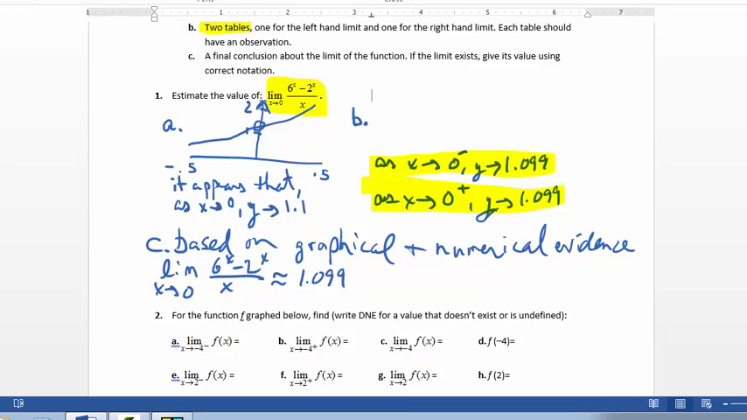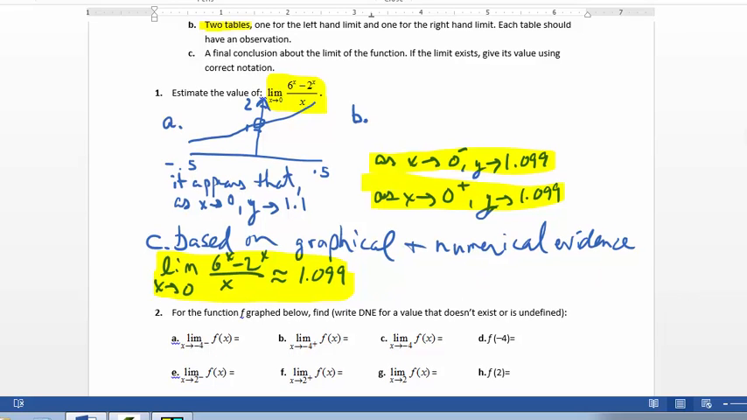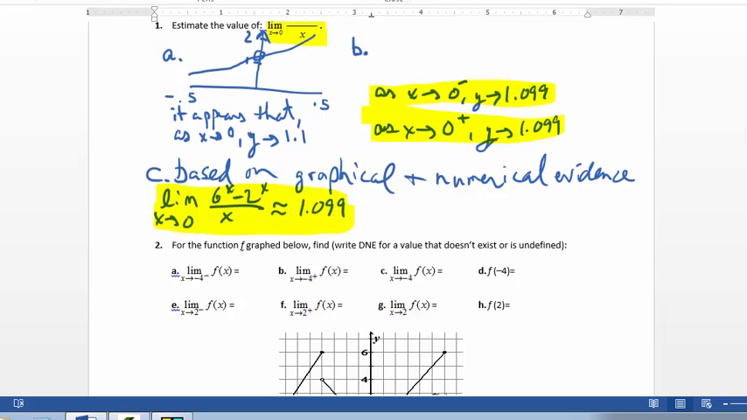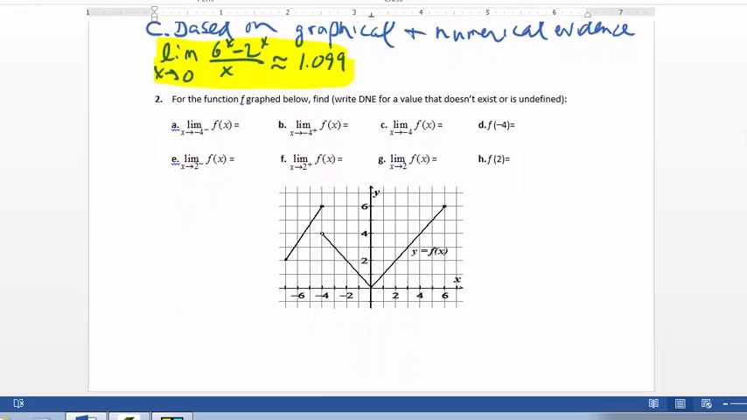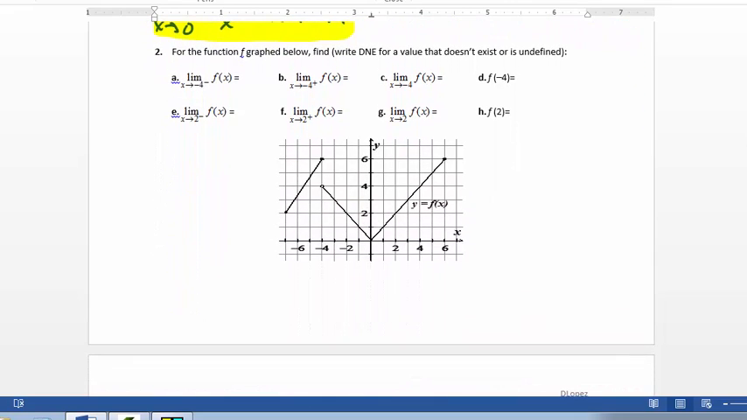Okay? So that's the kicker, right? You do the graph, you write a little observation. Do the tables, write observations. And then you basically say, well, because of that graph and tables, I know my limit is approximately 1.099. And that's it. Okay? So a lot of people had the right idea there. It's just that they didn't necessarily get close enough to 0 either with the table or with the graph or both. Right? You had to get super close so then you can approximate the limit fairly accurately.